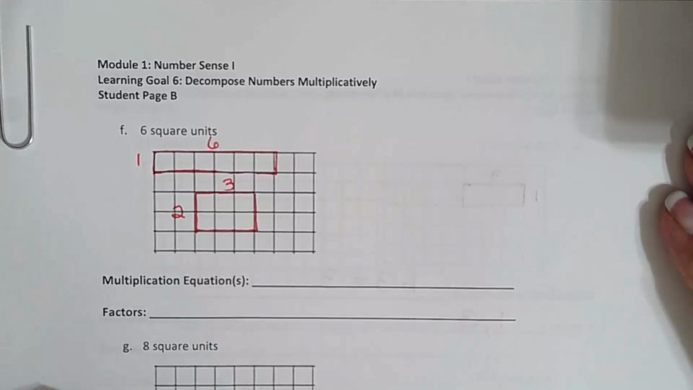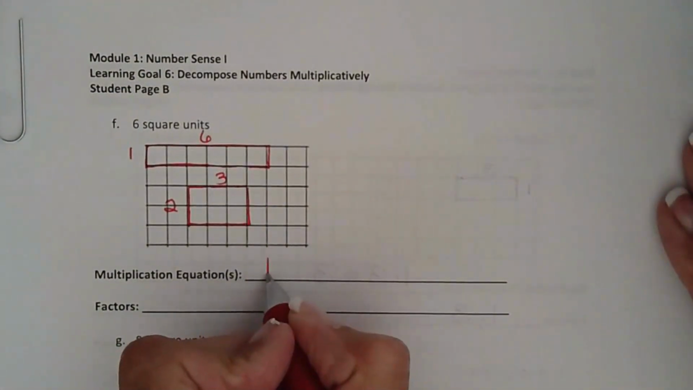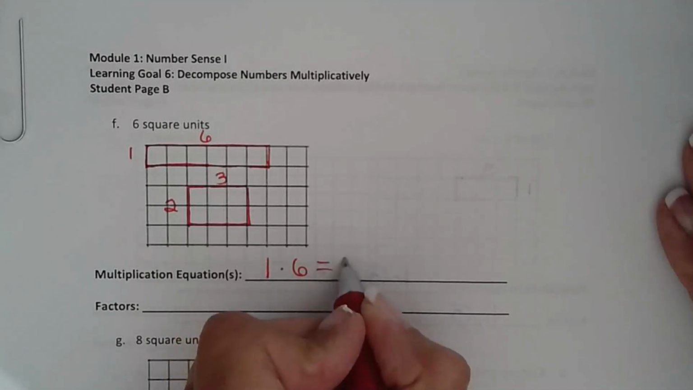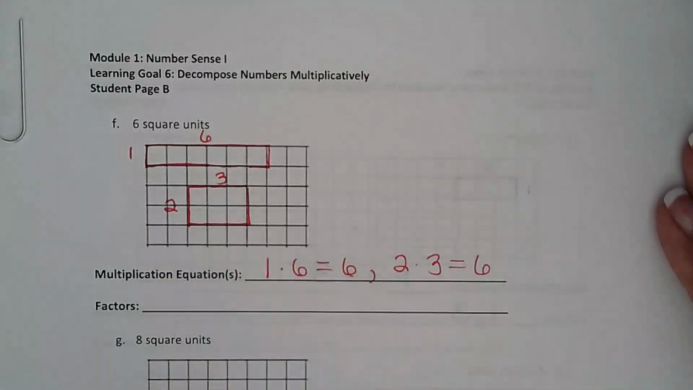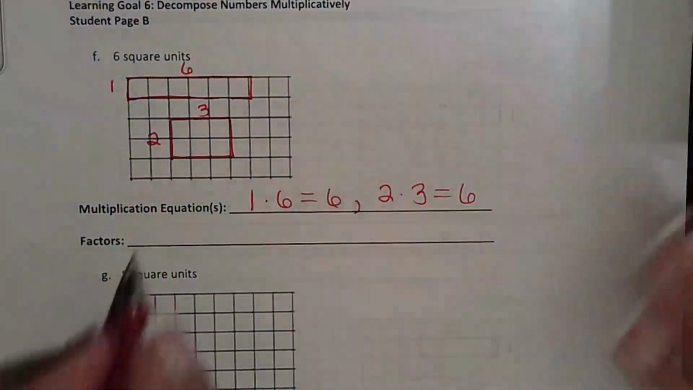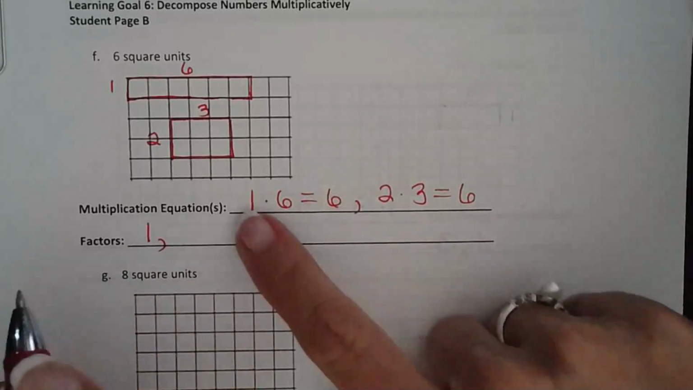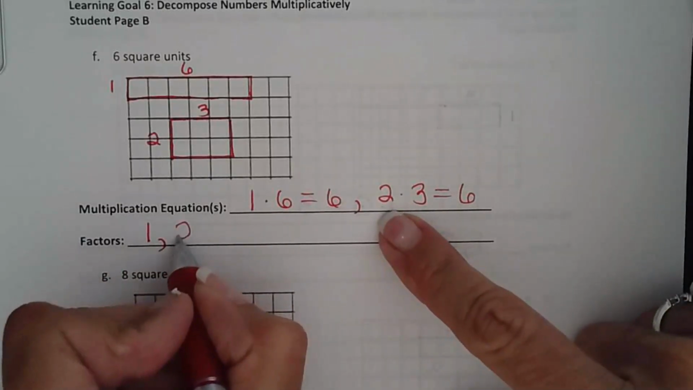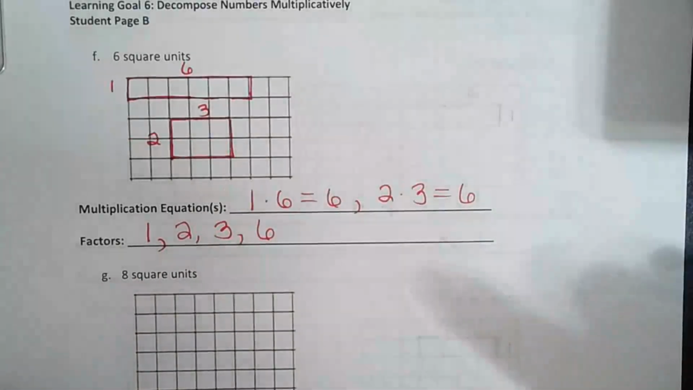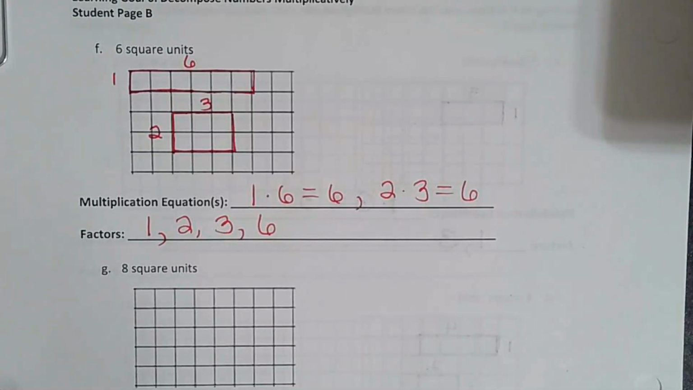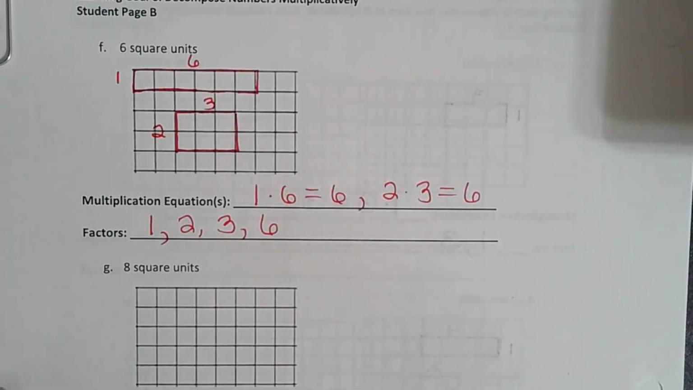Nothing else goes into 6, so we have 2 multiplication problems. 1 times 6 is 6, and 2 times 3 is 6. And then I list each number once for the factors in order. 1 goes into everything, 2 goes into 6, 3 goes into 6, and of course the number itself goes into 6. So 6 has 4 factors, therefore it is composite. So any number with more than 2 factors is composite.